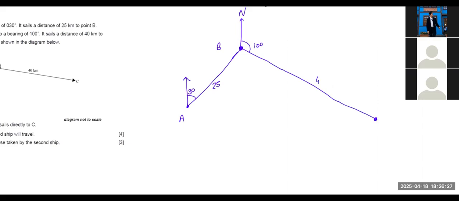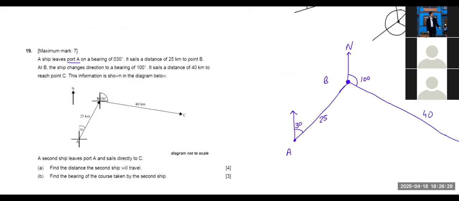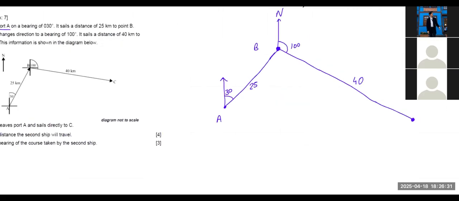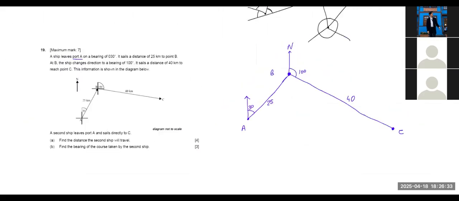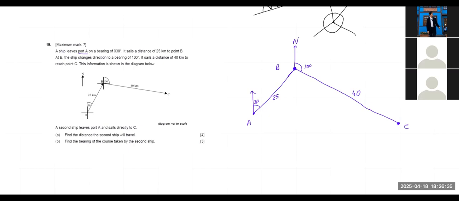40 kilometers. And then finally you reach your point C. Okay, so this is your diagram. Now, the first question is, a second ship leaves port A and goes directly to C. Okay, this is like Monopoly almost.